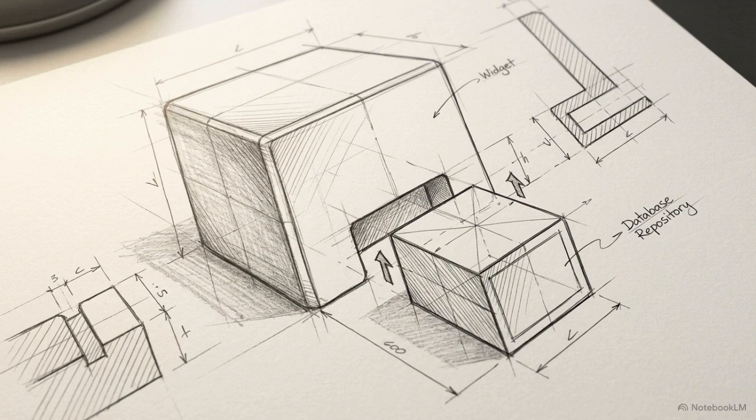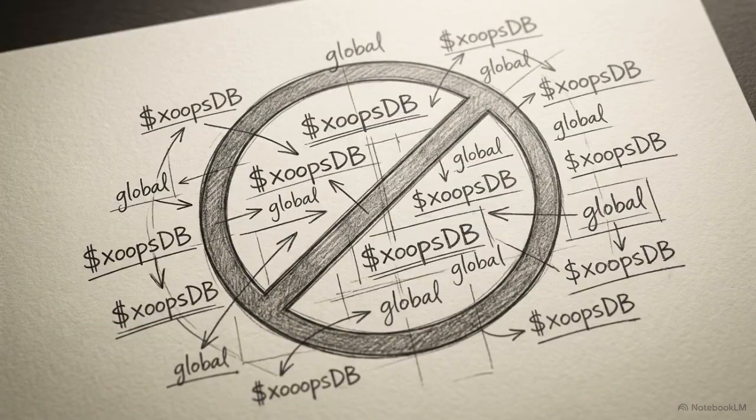Next, we handle dependencies. Use constructor injection to bring in required services, like your database repositories. This ensures you avoid using global state entirely.